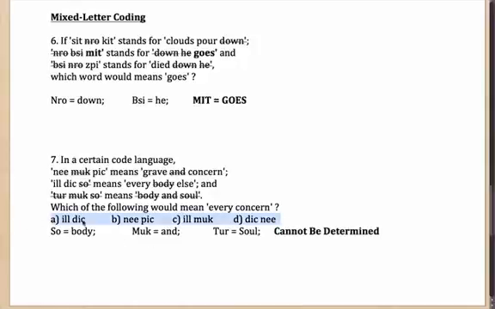Ill dick cannot be the answer because it has to be every else or else every. Knee pick cannot be the answer because knee pick has to be grave concern or concern grave. Ill muck cannot be the answer because muck is and. So it could be every and or else and, because I am not sure about ill. That means by elimination, I would have been able to find out the answer as dick knee.